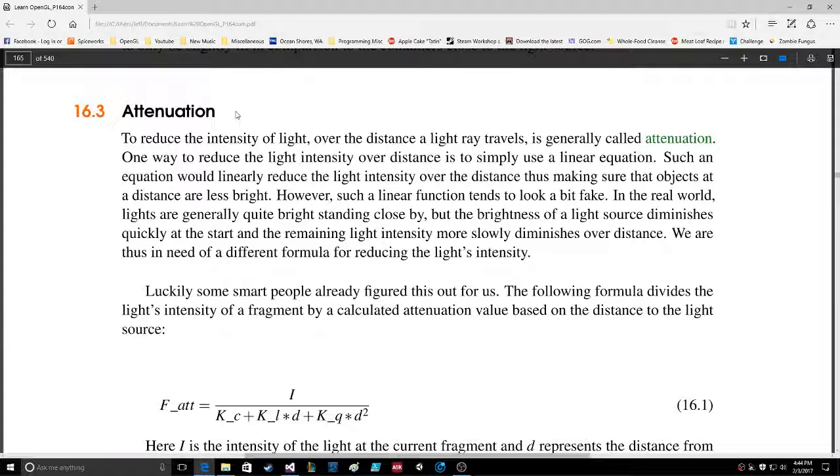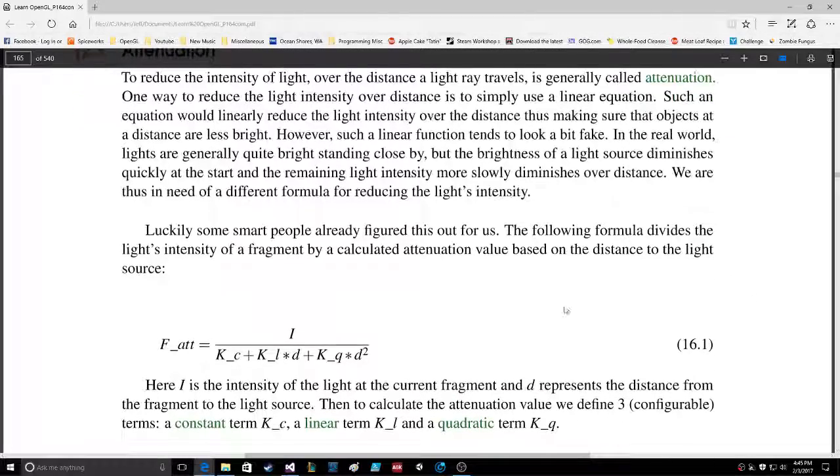Attenuation. To reduce the intensity of light over the distance a light ray travels is generally called attenuation. One way to reduce the light intensity over a distance is simply to use a linear equation. Such an equation would linearly reduce the light intensity over distance, thus making sure that objects at a distance are less bright. However, such a linear function tends to look a bit fake. In the real world, lights are generally quite bright standing close by, but the brightness of a light source diminishes quickly at the start, and the remaining light intensities more slowly diminish over distance. We are thus in need of a different formula for reducing the light's intensity. Luckily, some smart people already figured this out for us.